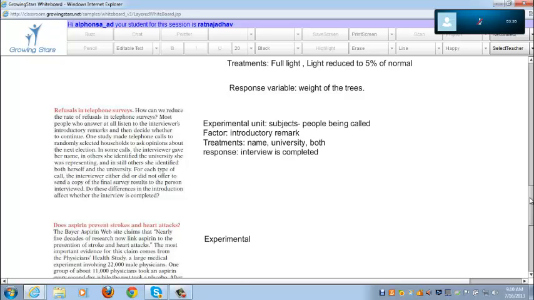Experimental unit. Yeah, the 22,000 male physicians.